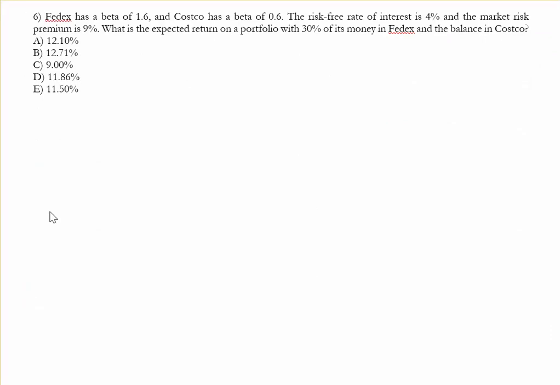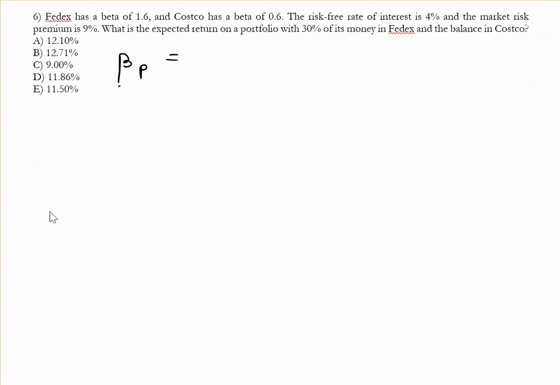This is another Chapter 12 beta problem, and beta of a portfolio problem. All right, so we have FedEx and Costco with their betas, and we have a portfolio, 30% in FedEx, 70% in Costco. We could do this in one of two ways. One, we could find the expected returns of both and then use the weights to get the expectation, or get the beta of the portfolio and then plug that once in the security market line equation. So I'm going to do the latter.